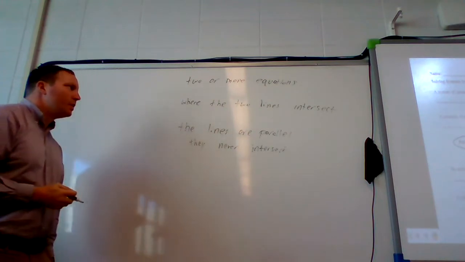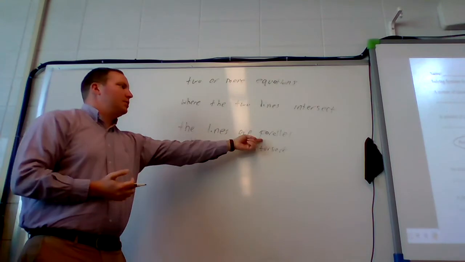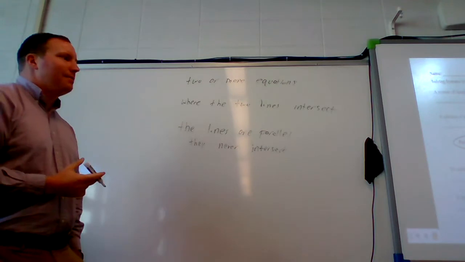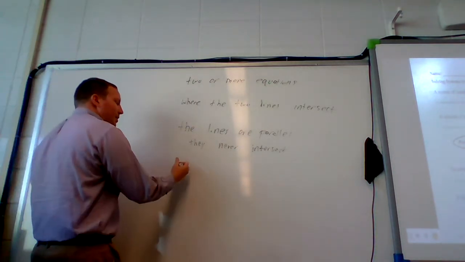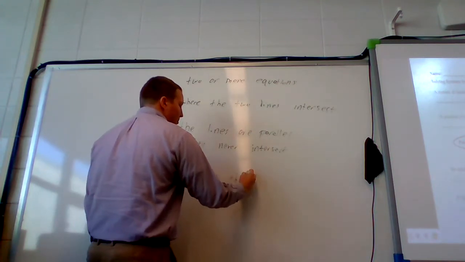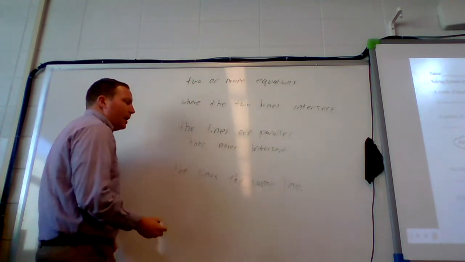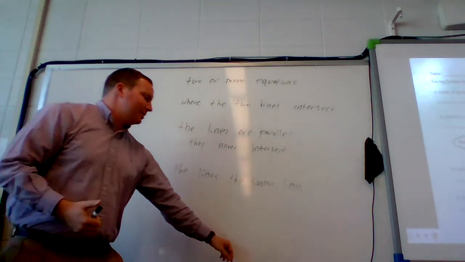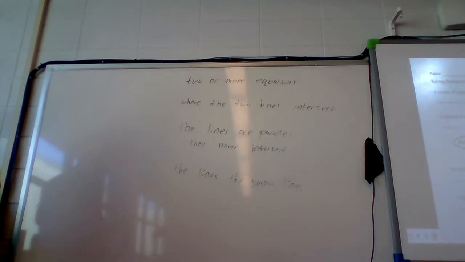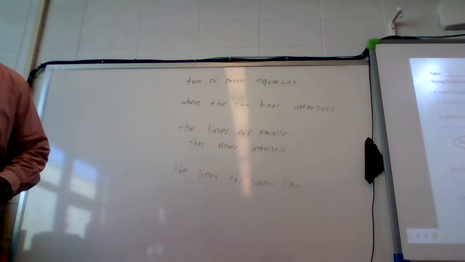You can't have a solution if the lines don't cross each other or intersect with each other, so therefore they are parallel lines. And the last one: a system of equations has infinitely many solutions when the lines are the same line. Meaning you have, essentially, two equations that are the same equation. So we'll see all of those in action.